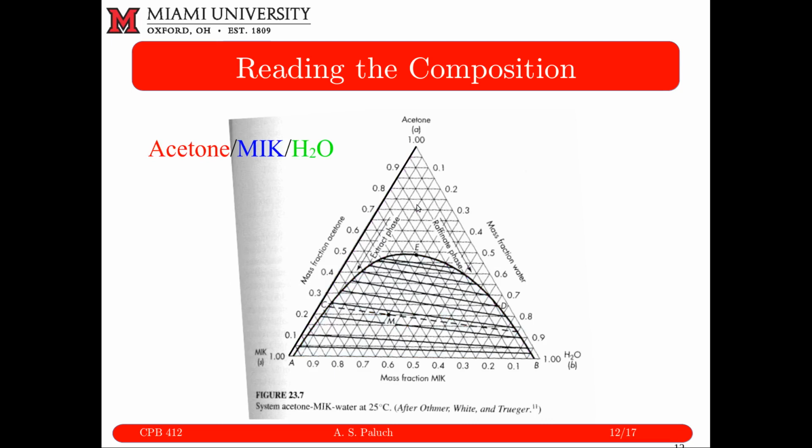Again, here's my ternary system. If I specify an acetone, MIK, and water concentration, and it puts me underneath this dome, I have a 2-phase system. Now the question comes in: if I'm in my 2-phase system, those 2 liquids are going to phase split, and at equilibrium, I know that I'm going to have an equality of temperature and pressure in those 2 phases.